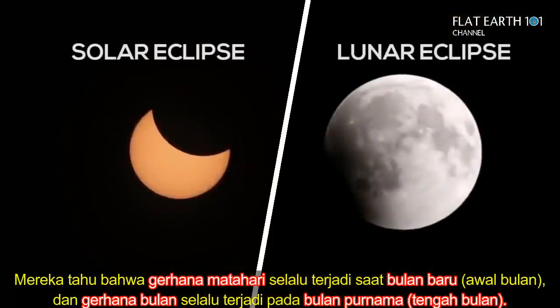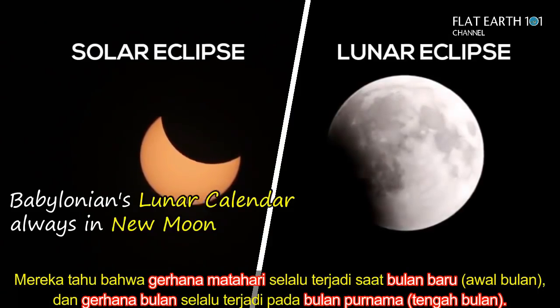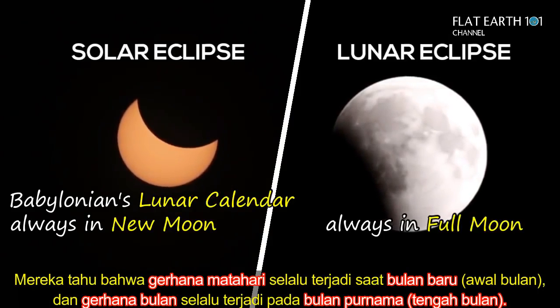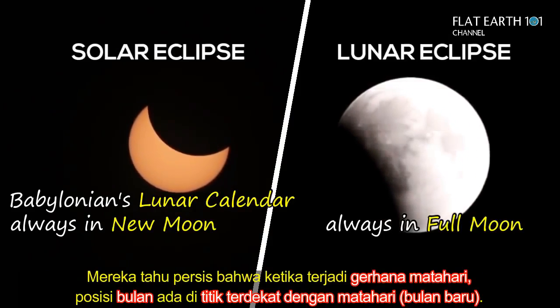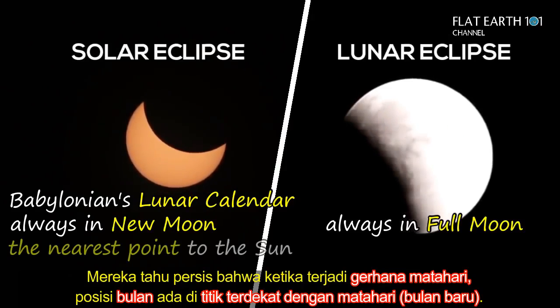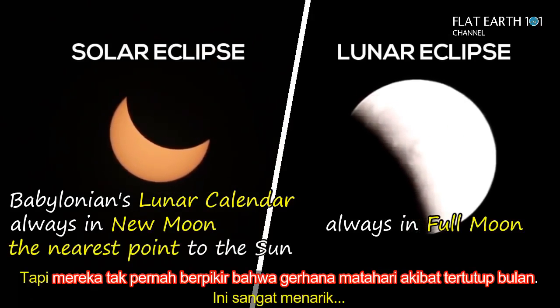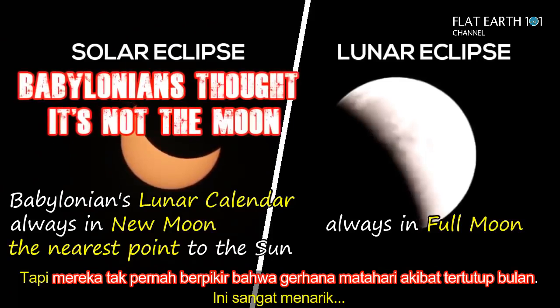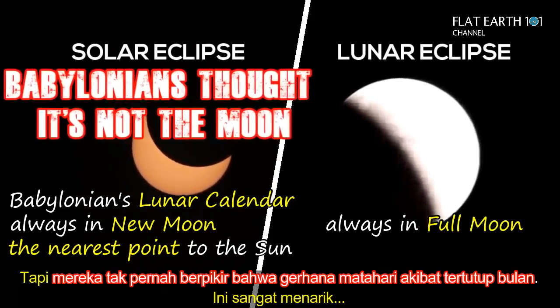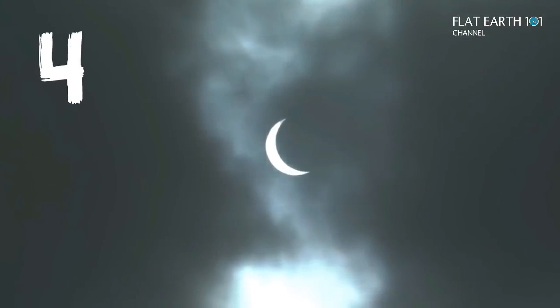They knew that solar eclipses always happen in new moon and lunar eclipses always happen in full moon. They knew well that during solar eclipses, the moon's position is at the nearest point to the sun. Yet, they never thought it's the moon that eclipsing the sun. This is very interesting.